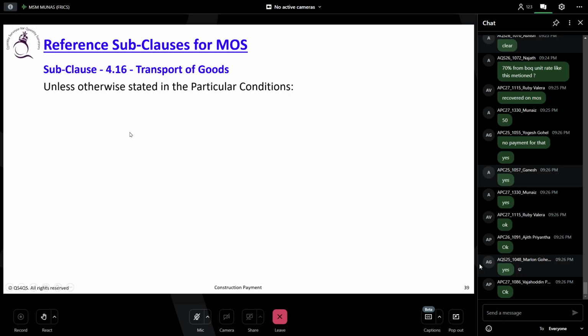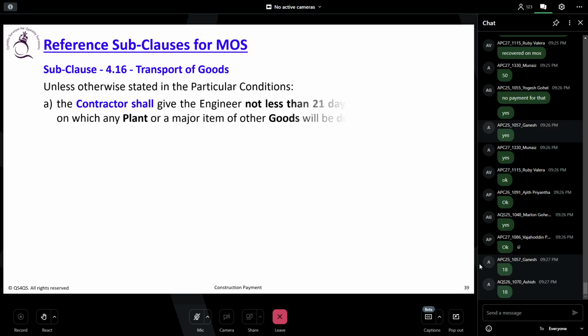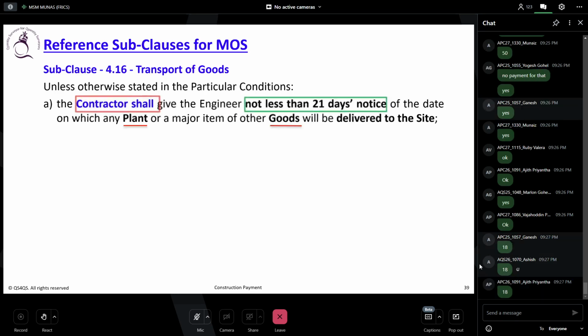Unless otherwise stated in the particular condition. Page number 18. The contractor shall give the engineer not less than 21 days notice of the date on which plant or major item of the goods will be delivered to the site. It's your obligation. So it is one of your obligations.